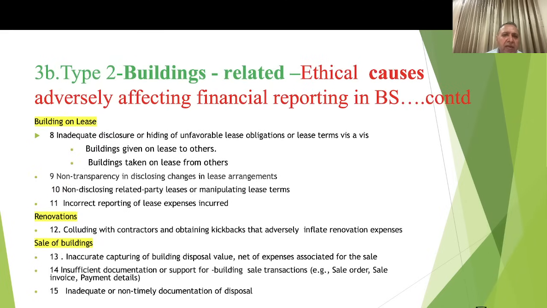Now, ethical matters related to the building which can adversely affect the financial reporting in the balance sheet. Inadequate disclosure or hiding unfavorable lease terms vis-a-vis either building taken on lease or given on lease. Non-transparency in disclosing the changes in the lease arrangements. Not disclosing the related party lease transactions or manipulating these terms, and incorrect reporting of the lease expenses.